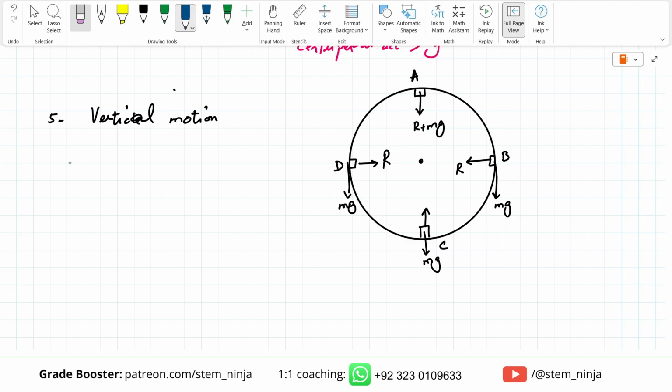But at A, again you have contact force, reaction force plus mg equals mv squared over r, which means that R is mv squared over r minus mg, and this is the lowest value of reaction force. This particular value has to be greater than 0 at all times.